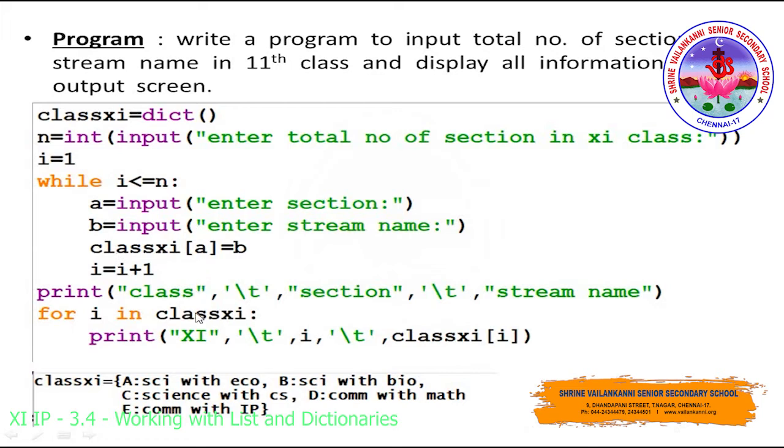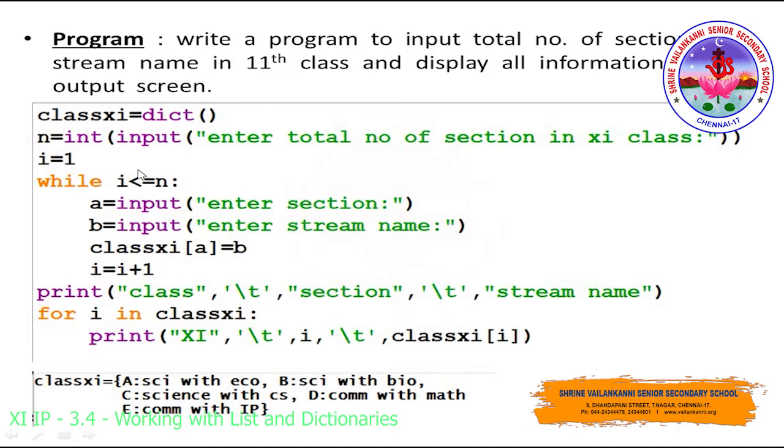Now the first value has been assigned, so it will get created here. See, class 11 is the variable for this. Inside the empty dictionary, the first value will be created like this. Now we are going to move on to the second iteration, I equal to I plus 1, so 1 plus 1 will become 2.